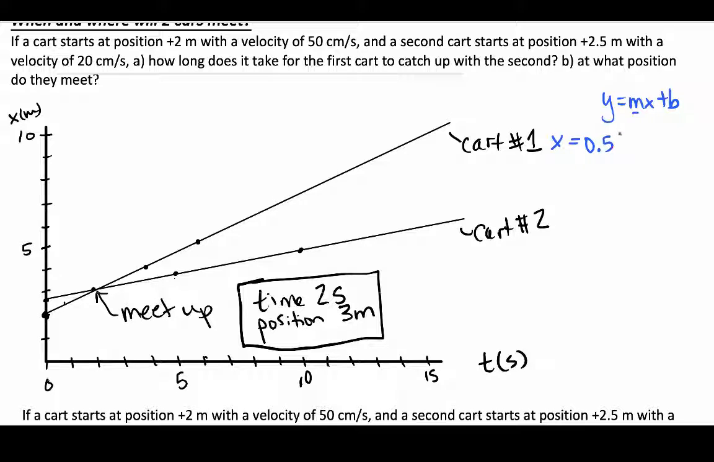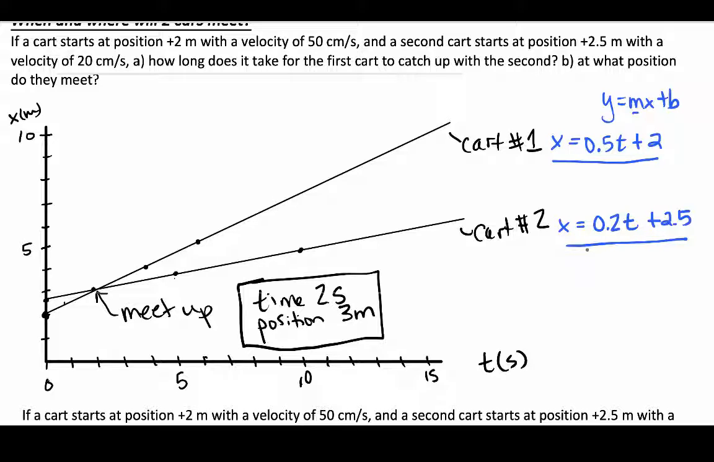X is the time, t, plus b is the y-intercept, and so it crossed at 2 meters. So this is the equation for cart 1. For cart 2, x is equal to the slope for cart 2, which was 20 centimeters per second, or 0.2 meters per second, times time, plus it had a y-intercept of 2.5 meters. So that is the equation for that line.